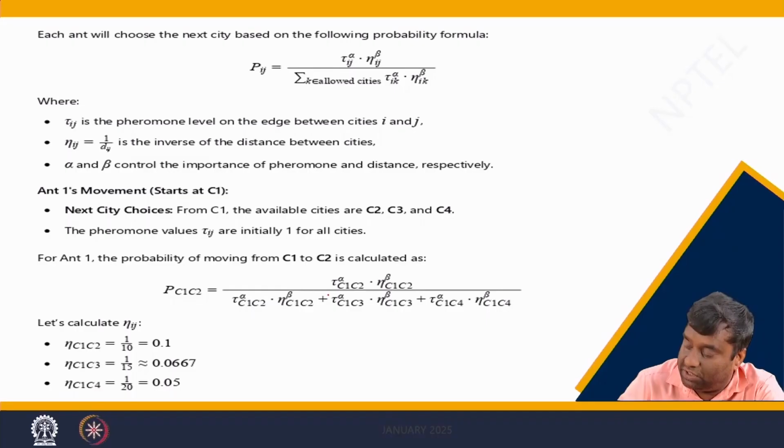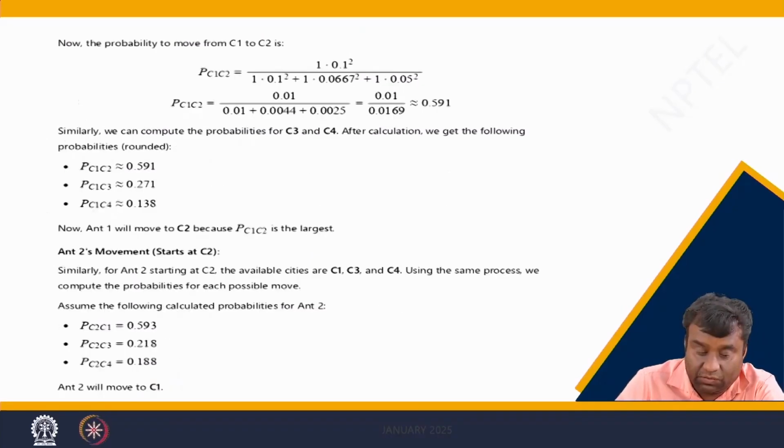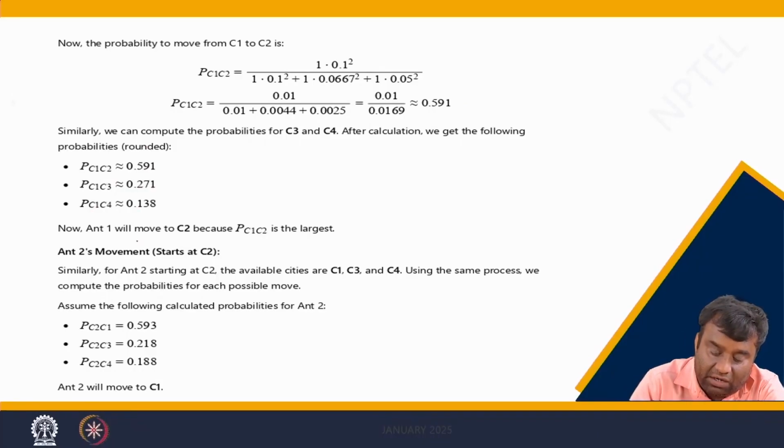So calculate the probability from C1 to C2. If we do the calculation, we get 0.591. Similarly, we can use the formula for P C1 C3 like this, and then P C1 C4 like that. And we'll move to C2 because this is the highest probability.